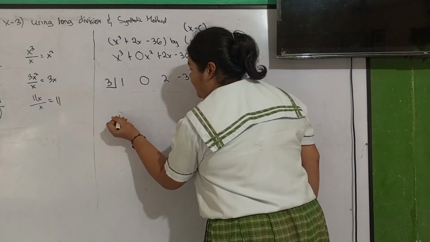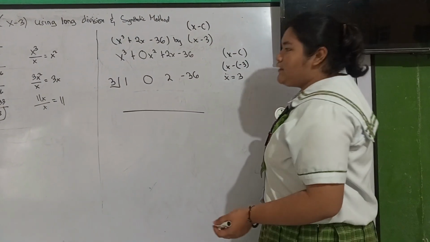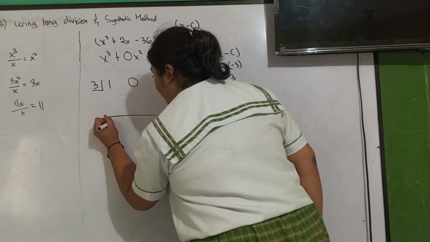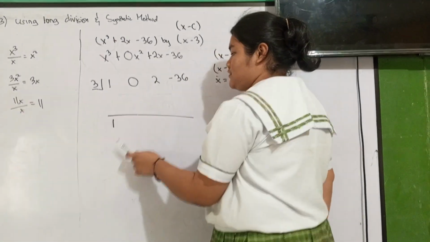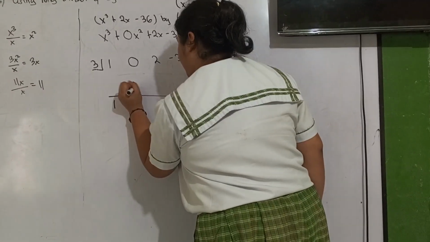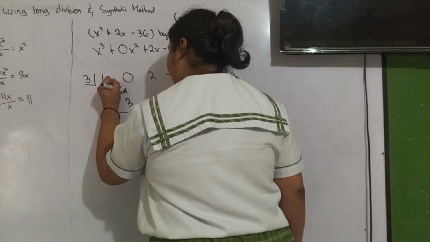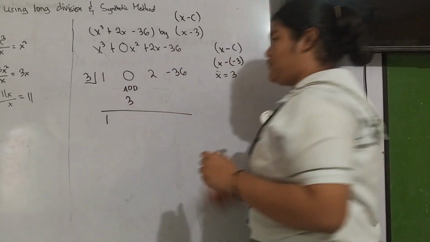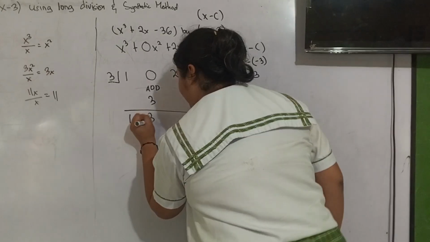So now we'll be drawing a line. We will give it a little bit of space. So now we bring down 1. And then we multiply 3 to 1, which is 3. And in this section, we will be adding our numbers here. So 0 plus 3 is still 3.